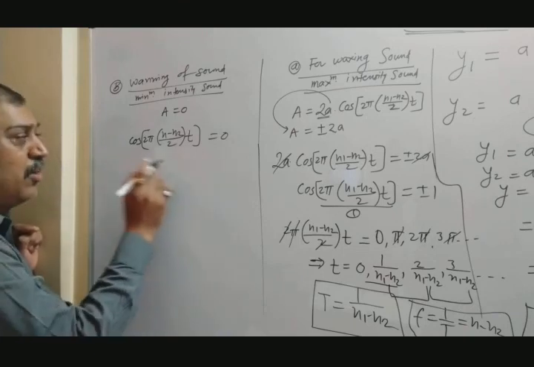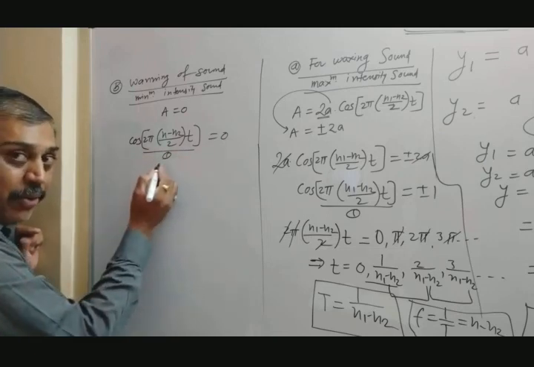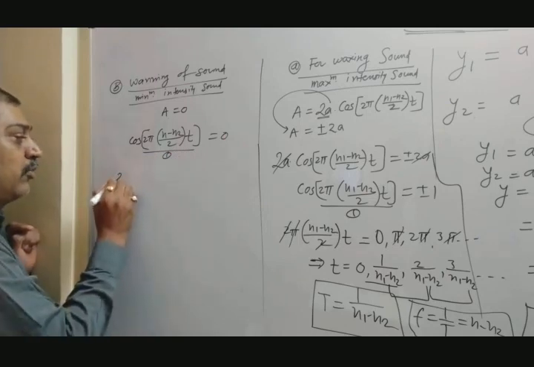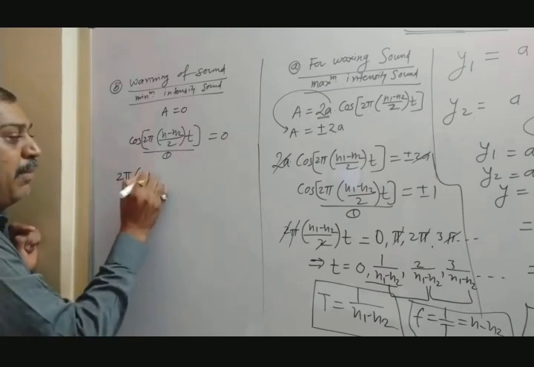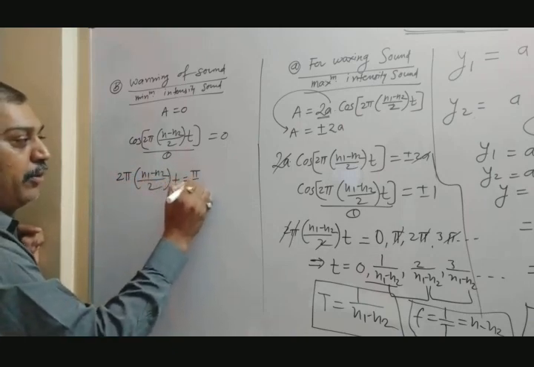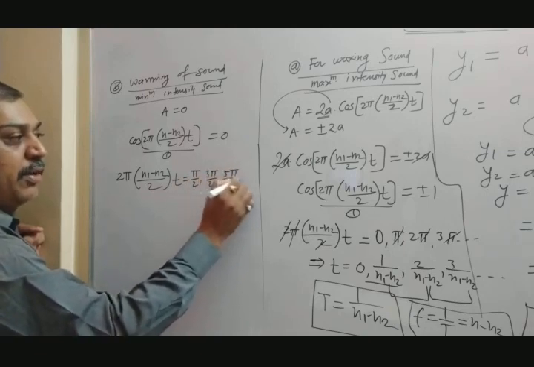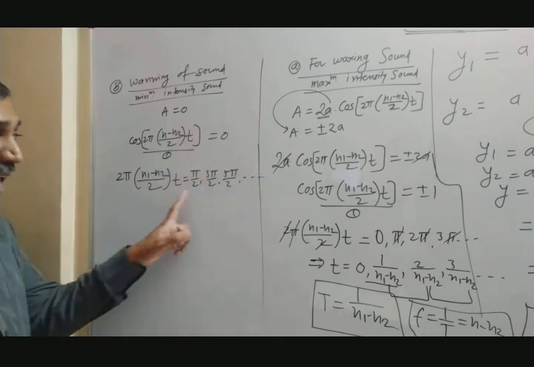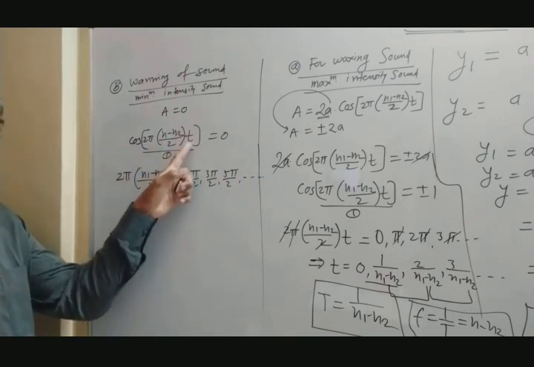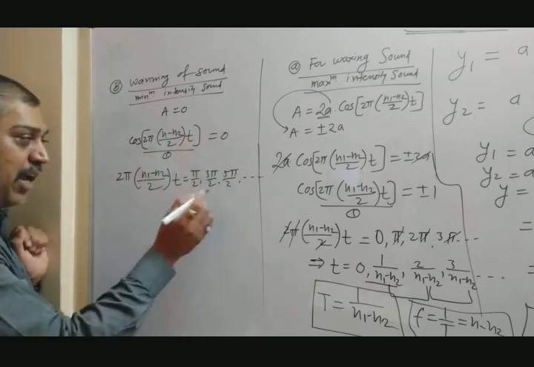If the cosine of this is 0, suppose this is theta. Cos of theta is 0 when theta equals π/2, 3π/2, 5π/2. So put it here: 2π(n1 − n2)/2 × t equals π/2, 3π/2, 5π/2, 7π/2, and so on. When theta has these values, the cosine of this is 0. That is the condition we have used.